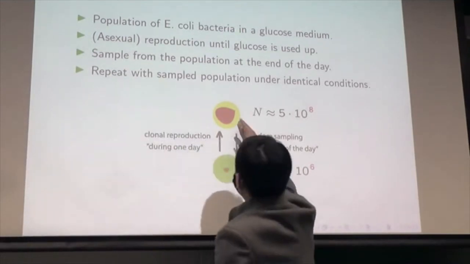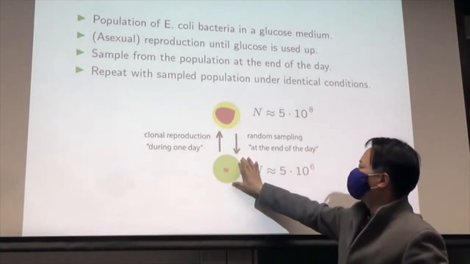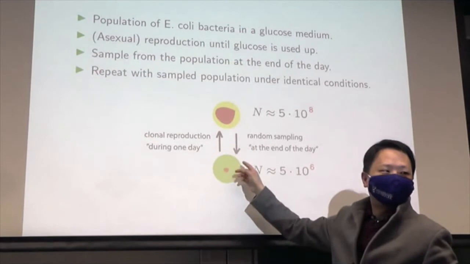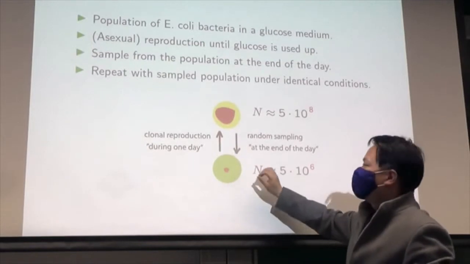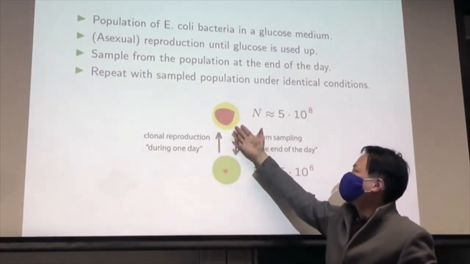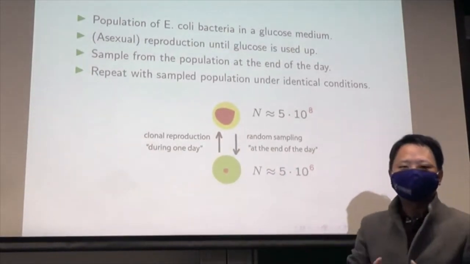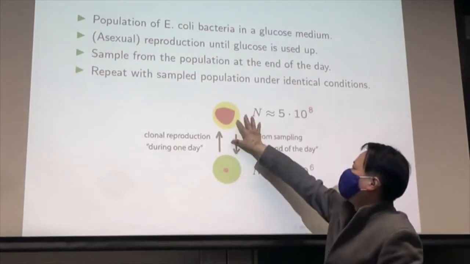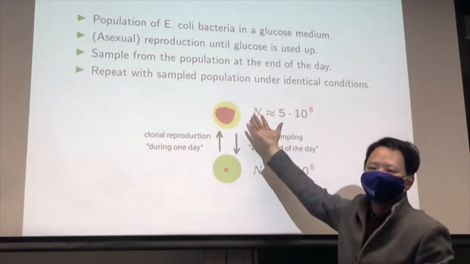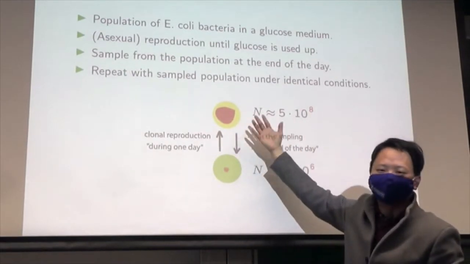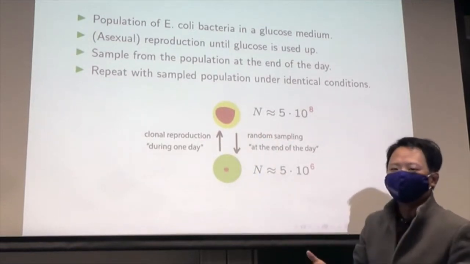The important thing is explained in this graph. This is the beginning of the day. We have a small amount of E. coli in our glucose medium, and there's a lot of glucose here. At the end of the day, the glucose has been used up, and the E. coli population has increased. And we sample 100 from it. You can define it, but in their experiment it's just 100. You sample this amount of E. coli and put it in a new glucose medium and start the next day.